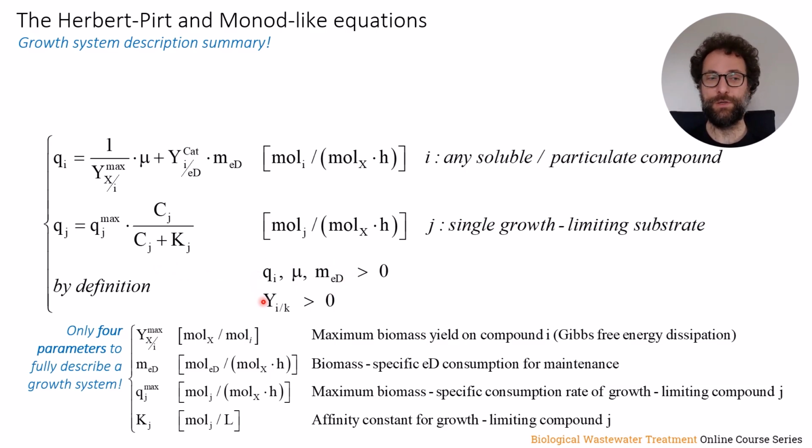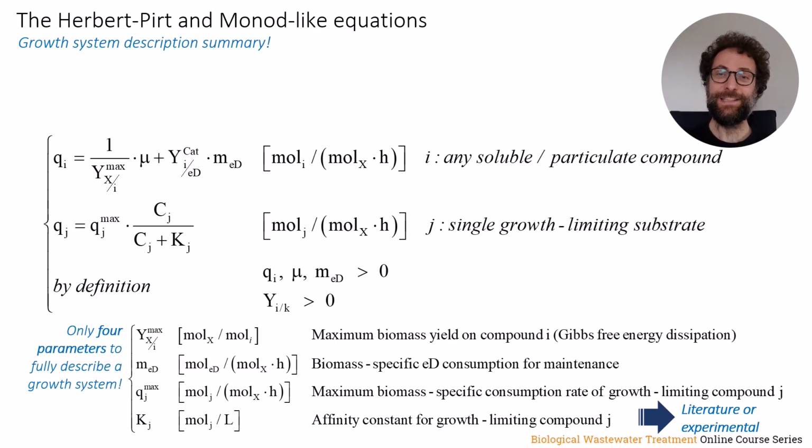Again, all the fluxes are positive and the yields are also positive. And we have now the full perspective. We know how to estimate the maximum growth yield on compound I, the maintenance coefficient, the maximum biomass-specific consumption rate of the growth limiting compound, and the only parameter that we are not yet able to estimate is the K. And for this, unfortunately, there is no generalized method, but we have to rely on literature or experimental values.